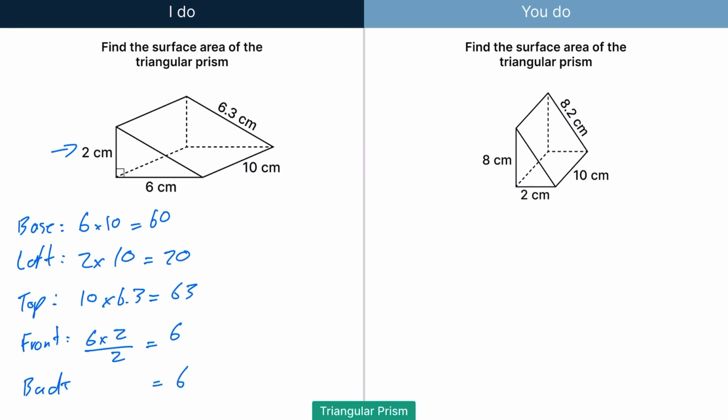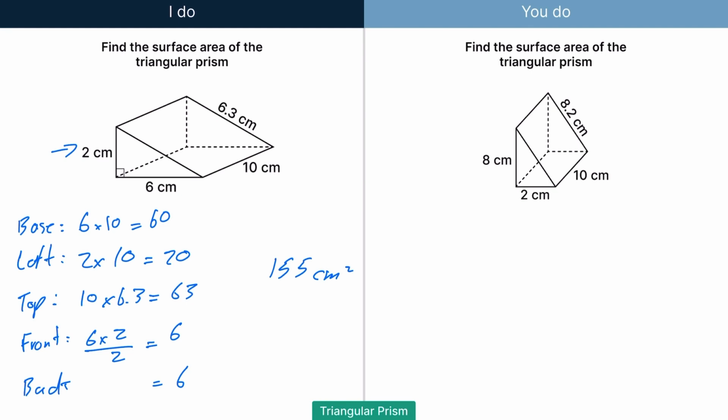And now all I need to do is add all of these together because I know the area of every single face. And that is 155. Just as a little tip, when you finish this, make sure it matches the number of faces. Altogether, we said this has 5 faces, so make sure you have figured out 5 areas, and we have.